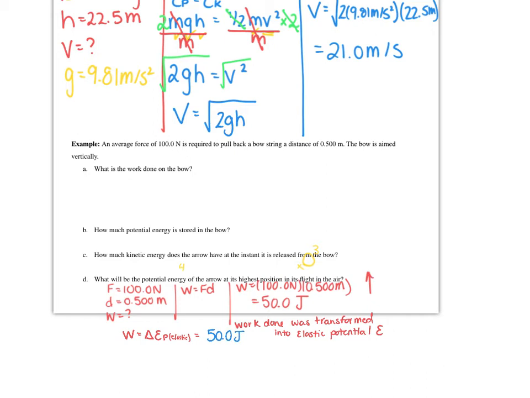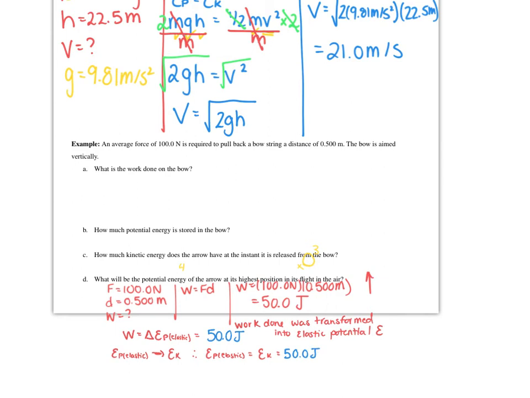How much kinetic energy does the arrow have the instant it is released from the bow? So when it is released from the bow, that potential energy, the elastic potential energy, is transformed into kinetic energy. So EP, elastic, is transformed into EK. Therefore, we can say that EP, elastic, potential energy elastic, is equal to EK. Therefore, the amount of kinetic energy this arrow has is 50 joules.